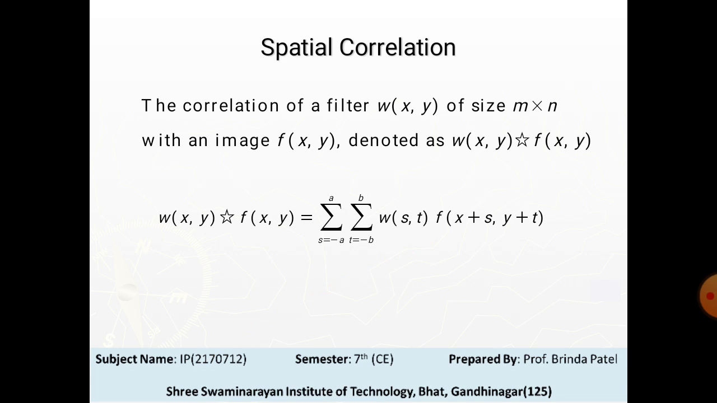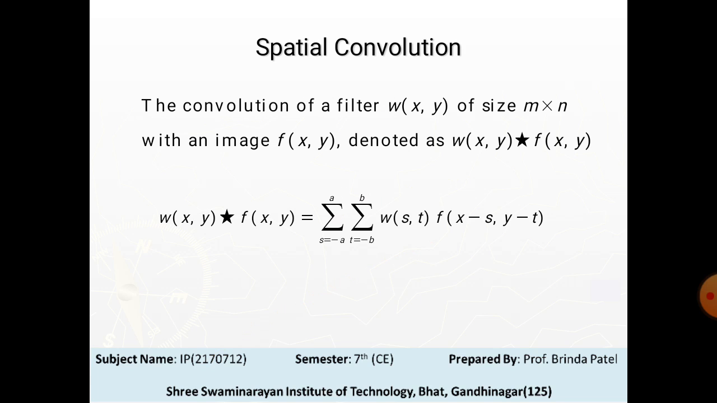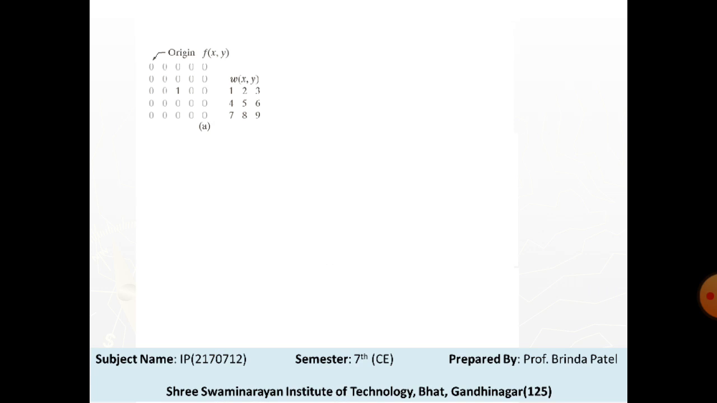Now there are two closely related concepts that must be understood clearly when performing linear spatial filtering. One is correlation and the other one is convolution. Correlation is the process of moving a filter mask over the image and computing the sum of products at each location, and the mechanics of convolution are the same except that the filter is first rotated by 180 degrees. So let's understand it with an example.